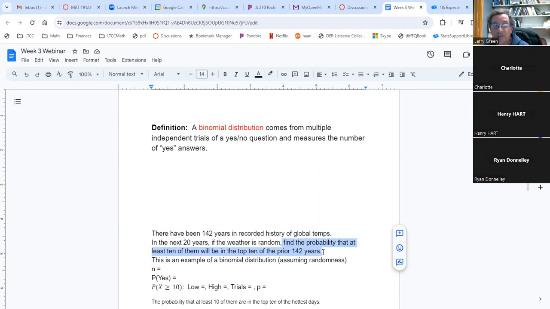Any questions on the question? Okay, so by the way, each year either is in the top 10 or is not in the top 10. Do you see why that's a yes, no? Any questions on that? Okay, so each year is either in the top 10 or not in the top 10. We're assuming, this is a big assumption.